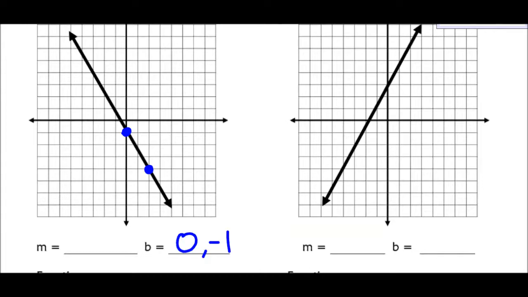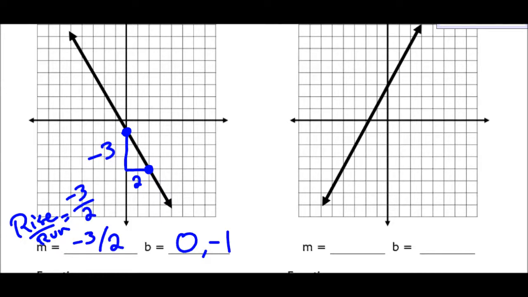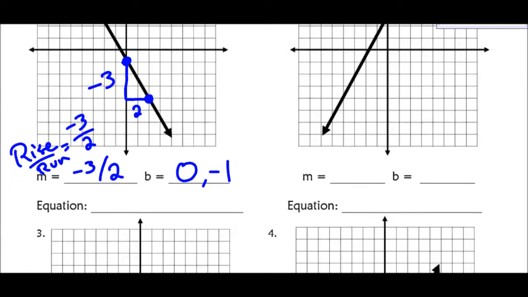I'm going to count my rise and run now. Rise over run here is 1, 2, 3 down. That's a -3. My rise is -3, and my run is +2. So -3/2 is my slope. If you wanted to change that to -1.5, that's fine. Just usually you're going to see slope as a fraction.